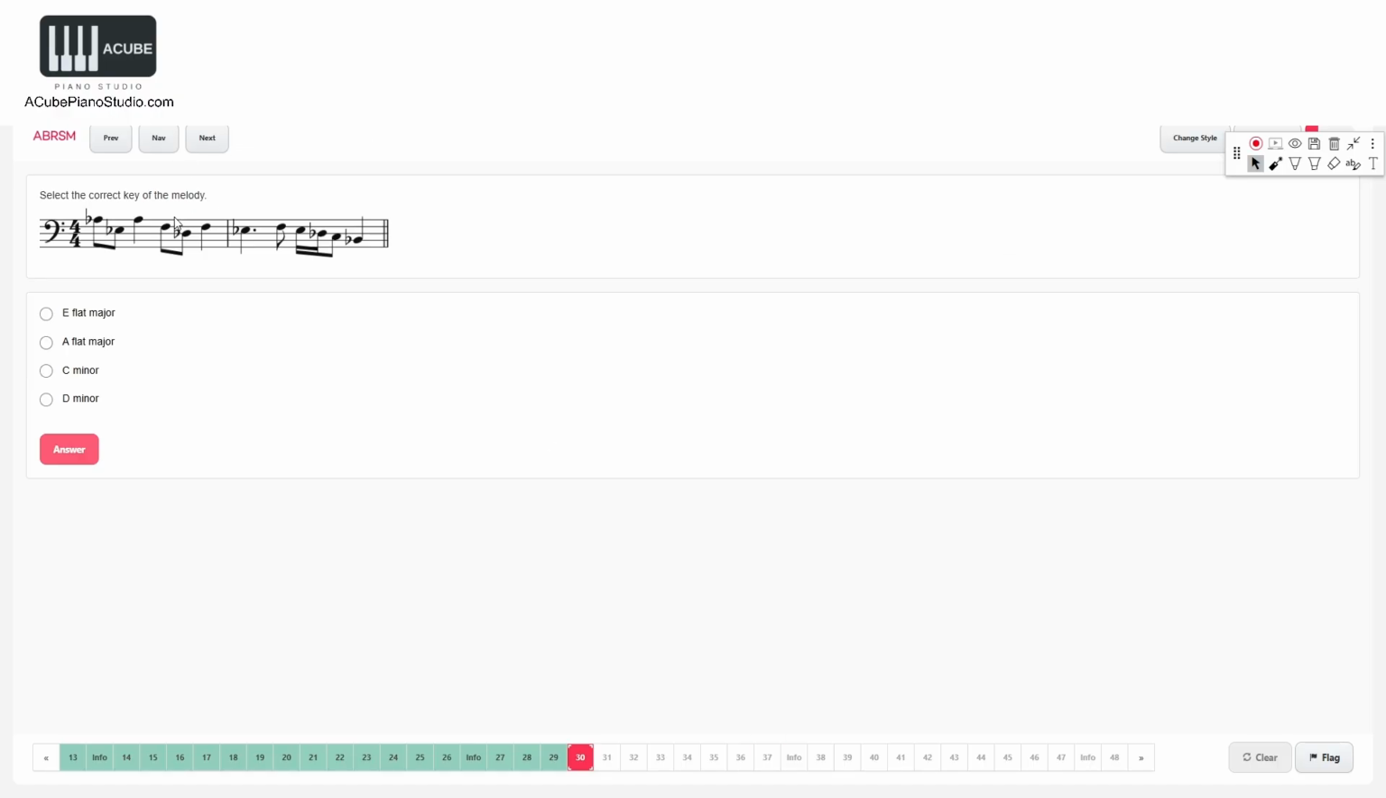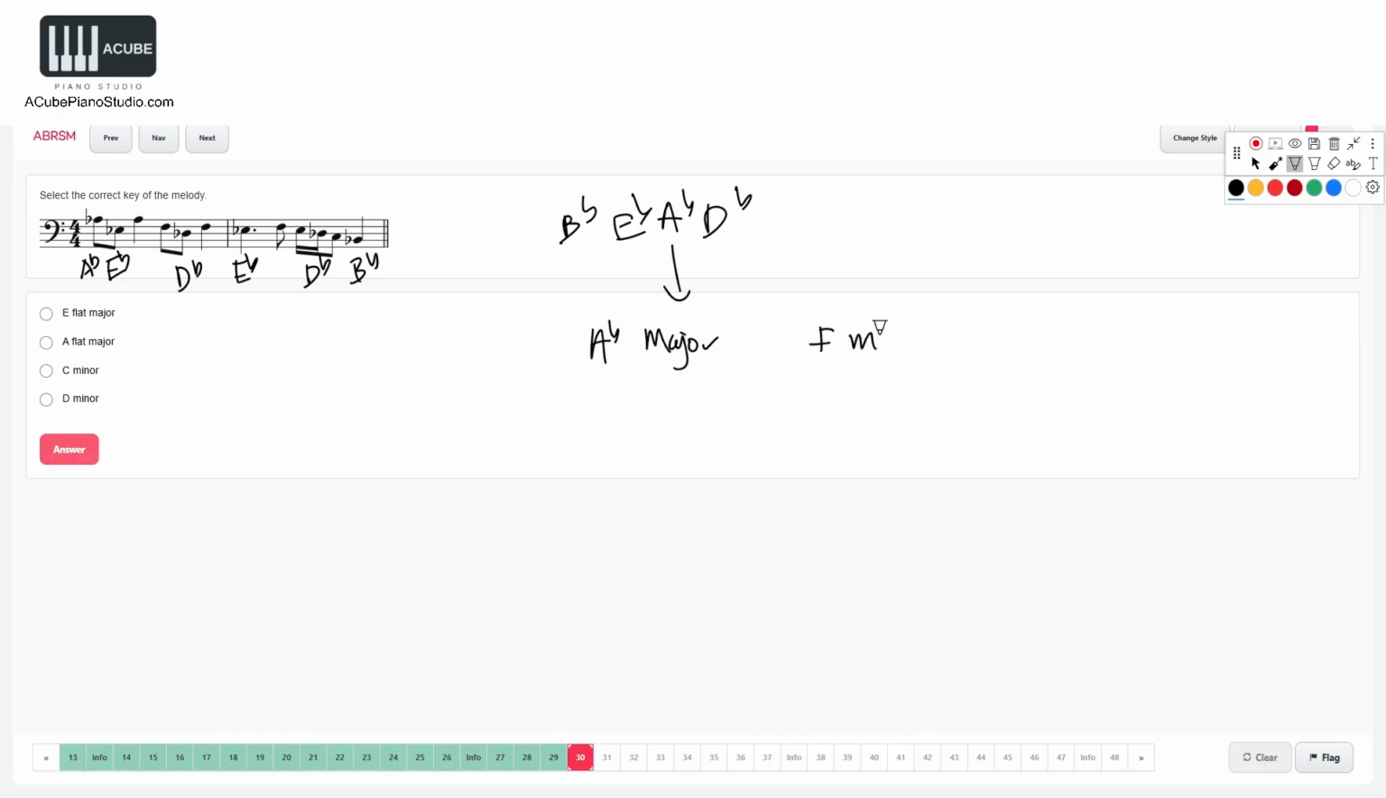So for this, you're asked to select the correct key of the melody. So let's start off by looking at what are the accidentals here. So this note here is A flat, E, this one is A, E flat, this is D flat, this is E flat again, D flat and B flat. So if we arrange, it's B flat, E flat, A flat, D flat, right? So if we have this, it is either A flat major or F minor, right?